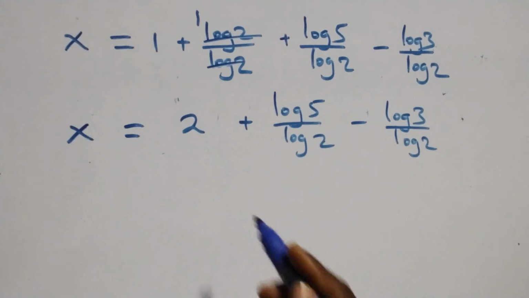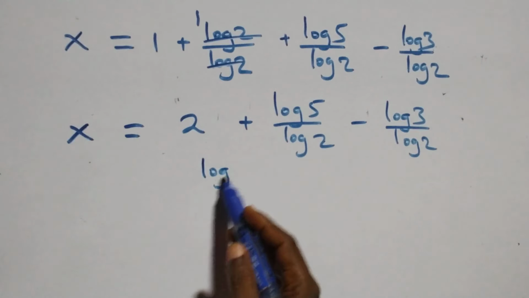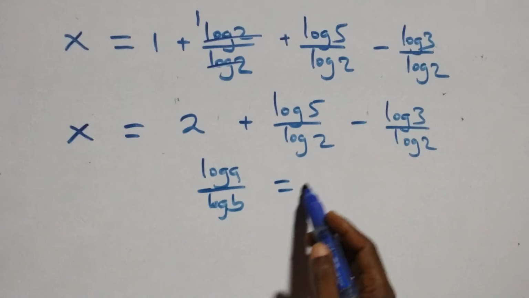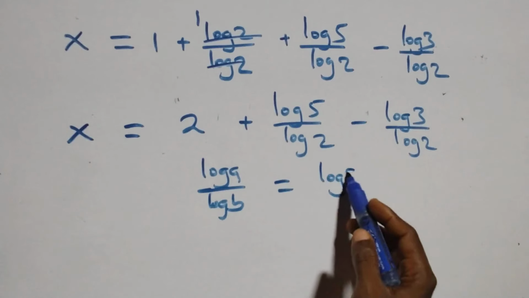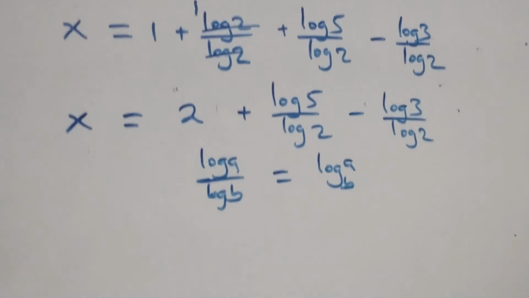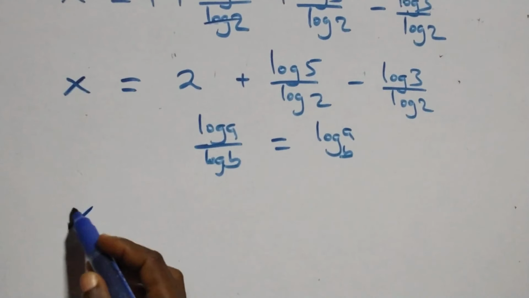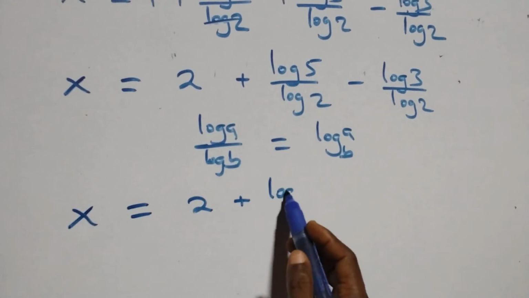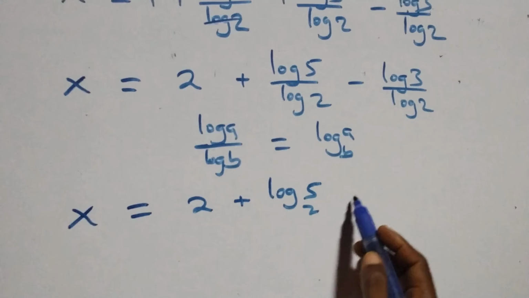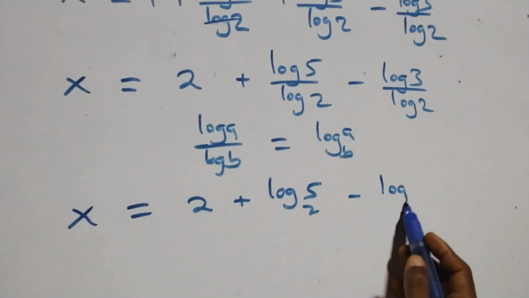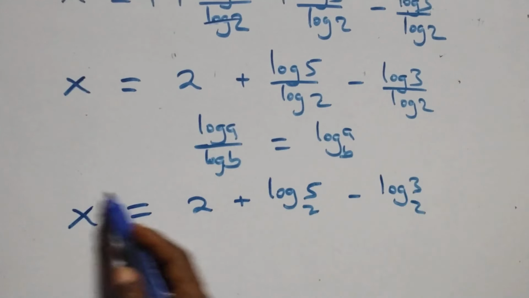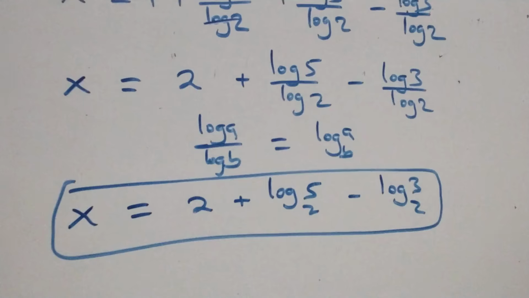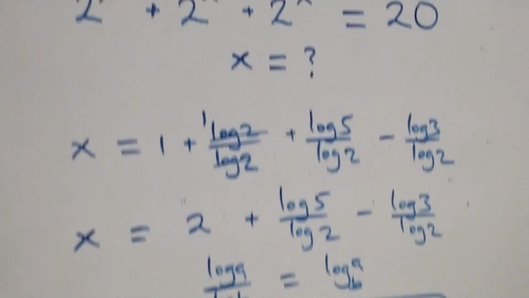Then we apply change of base here. When we have log a over log b, which is the same thing as log a to base b, then what we have here becomes x equals to 2 plus log 5 base 2 minus log 3 base 2. And this we have the value of x in this problem. Then let's check if this satisfies this given problem.